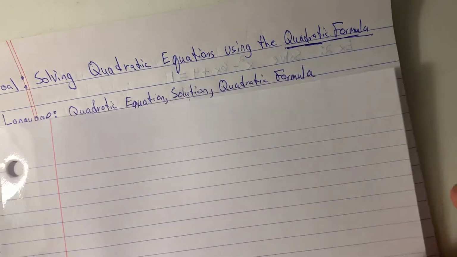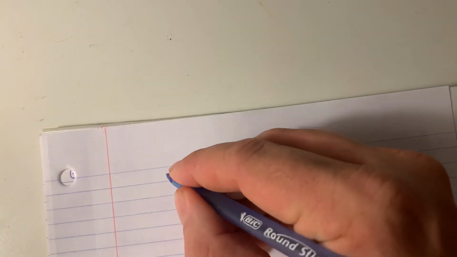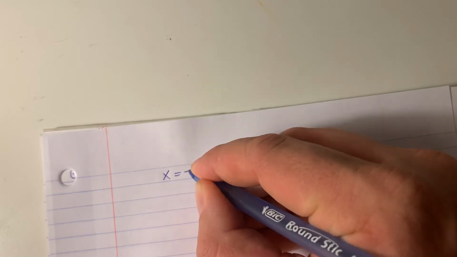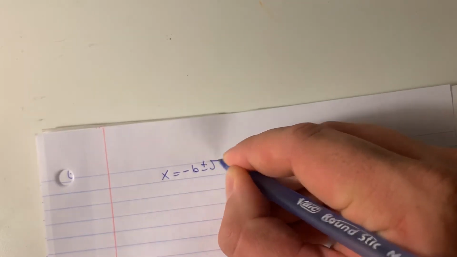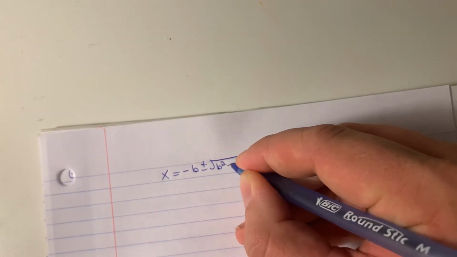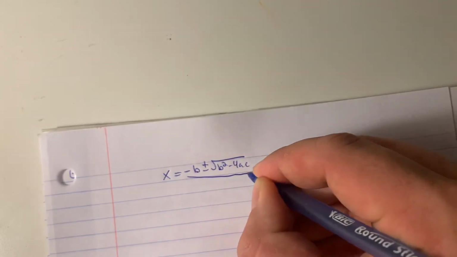From nothing, you want to sing to yourself: x equals negative b plus or minus the square root of b squared minus 4ac all over 2a, so that you can write this out as you go. X equals negative b plus or minus the square root of b squared minus 4ac all over 2a.